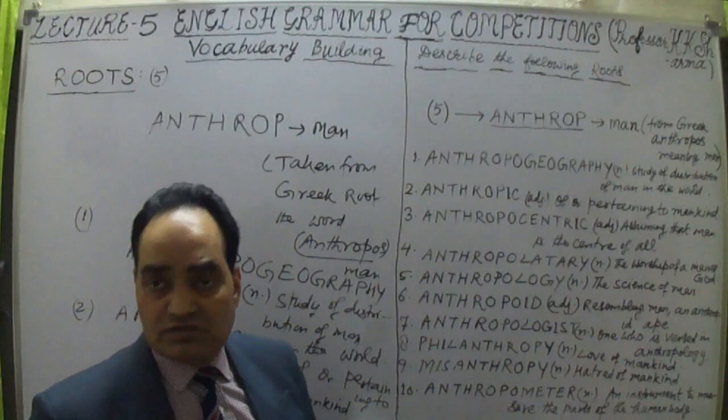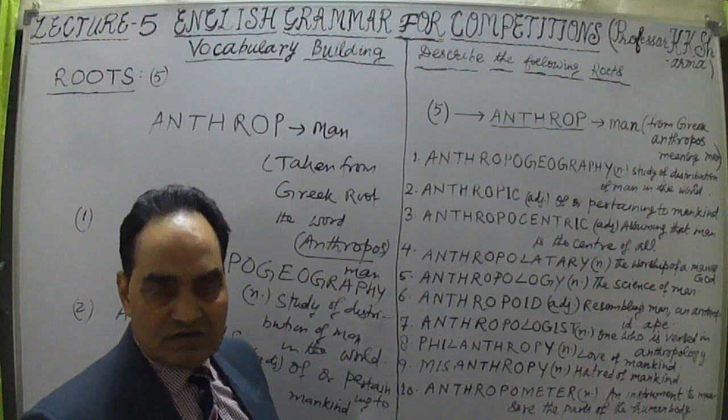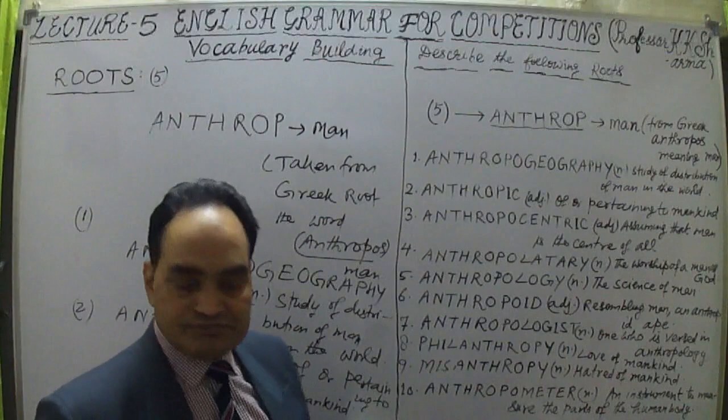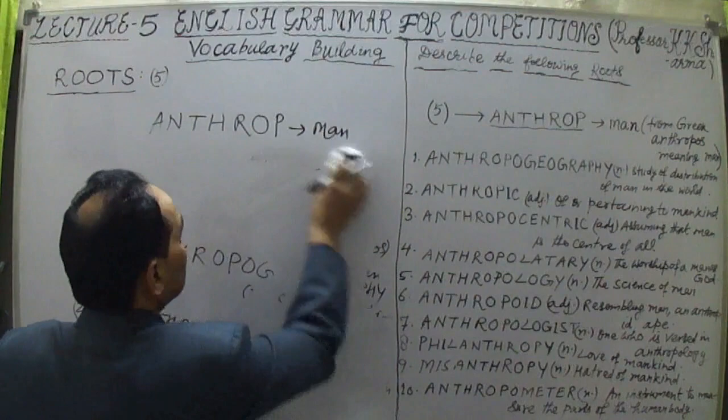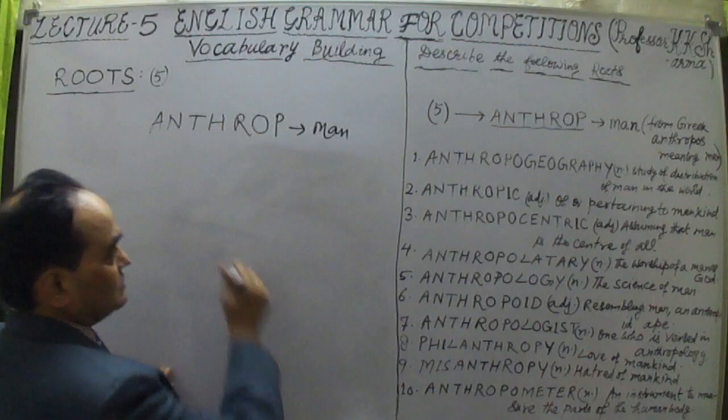Anthropic is naturally an adjective, related to the human being, pertaining to mankind. So anthropic is the second word. If we take third, fourth, fifth, about ten words, okay. This anthropic is taken from the Greek root anthropos. Let us take the next, third word.